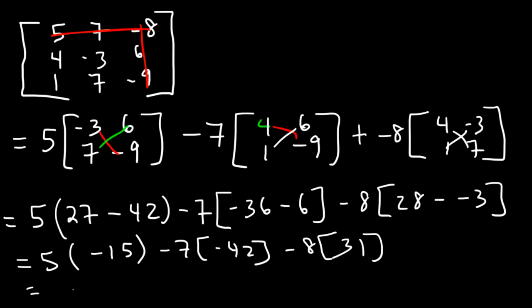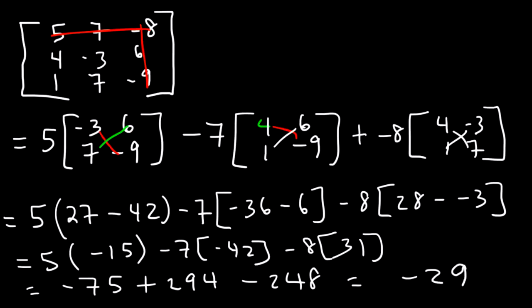5 times negative 15 is negative 75. Negative 7 times negative 42, that's positive 294. And negative 8 times 31, that's negative 248. So if we combine these three numbers, this is going to give us negative 29 as our final answer. So that's the determinant of the 3 by 3 matrix.